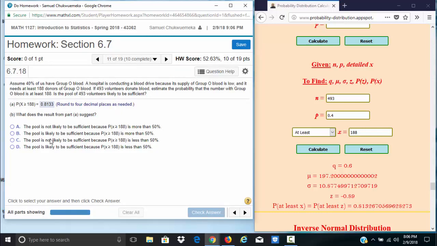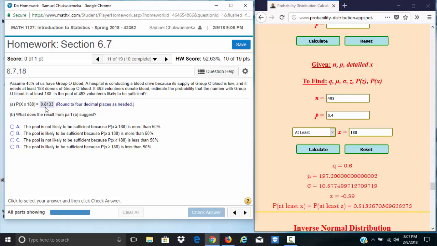What does the result from part A suggest? This is greater than 5%. Well, in this case they talked about 50%, because of sufficient. So I want you to see the difference. We've been talking about unlikely and likely. If it's 5%, it demarcates whether the event is likely or unlikely. But here they're talking about sufficient. So sufficient would be like majority. Is it enough? So we are looking at 50%.